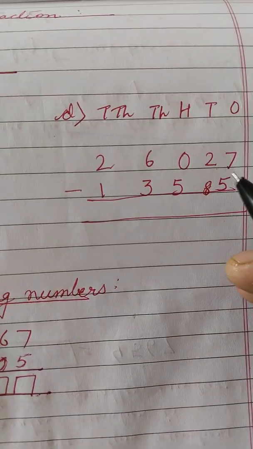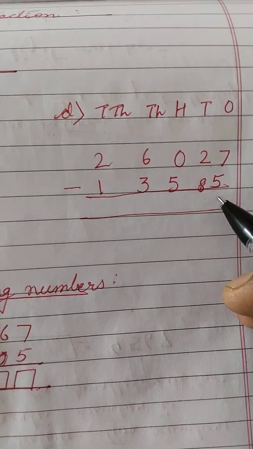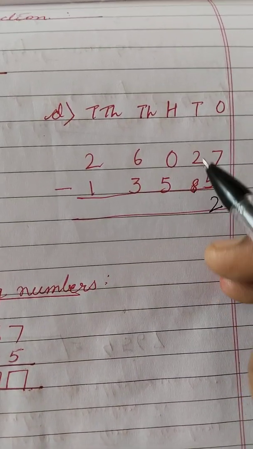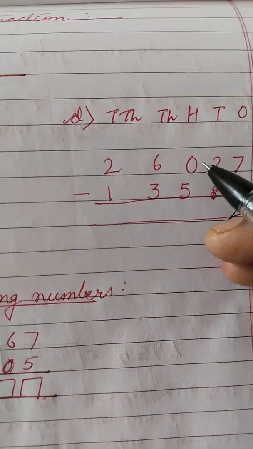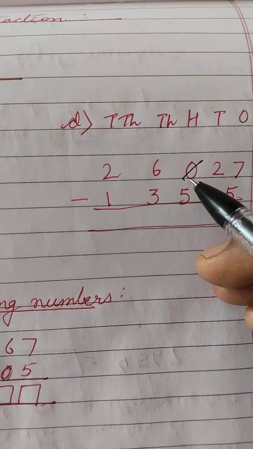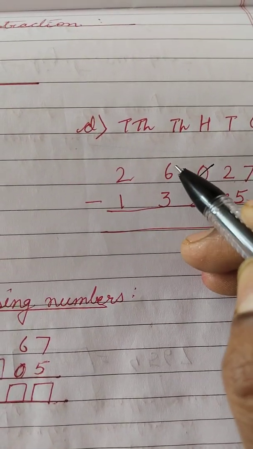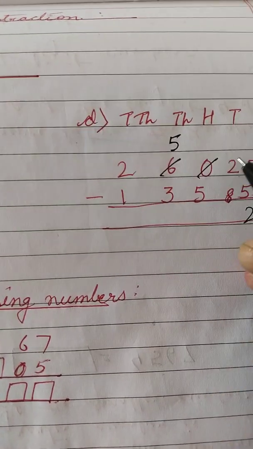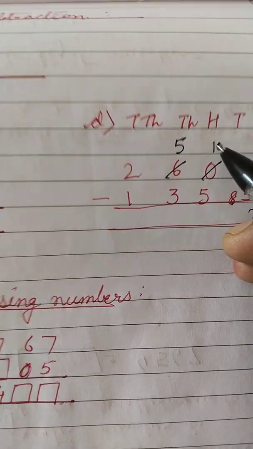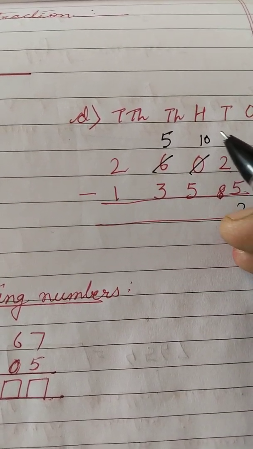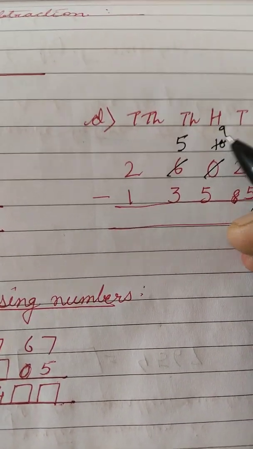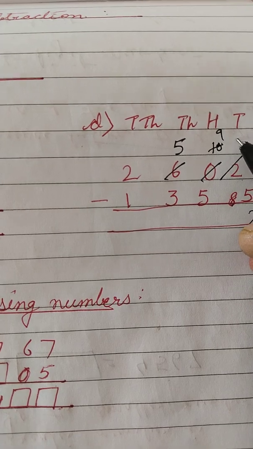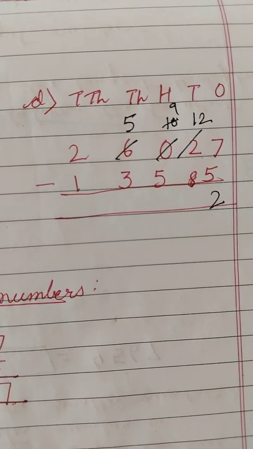Moving to question number D. Here, children, you have to subtract: 7 minus 5 is 2. 2 minus 8 is not possible. Borrow from this 0, but this is also 0. Again 0, so it will borrow from this 6. 6 becomes 5, 0 becomes 10. Now this 2 will borrow from this 10. 10 becomes 9, and this 2 becomes 12.